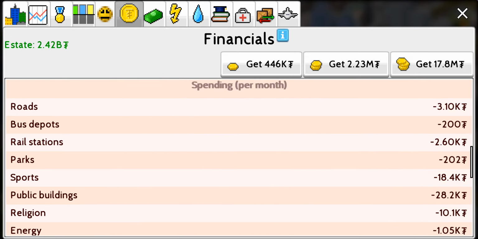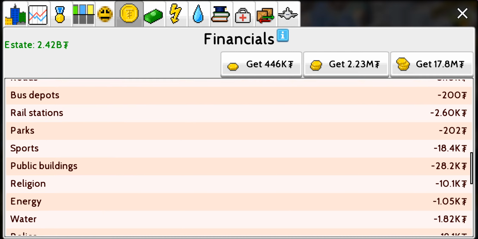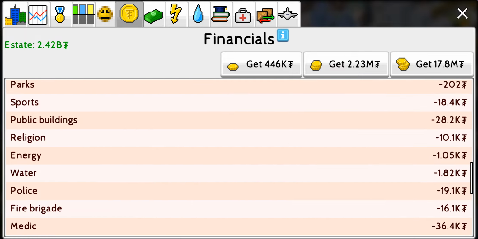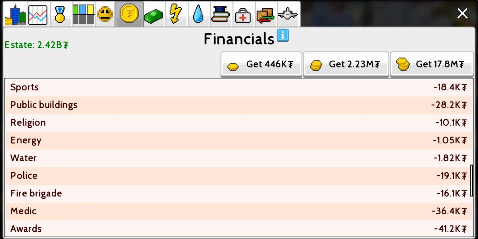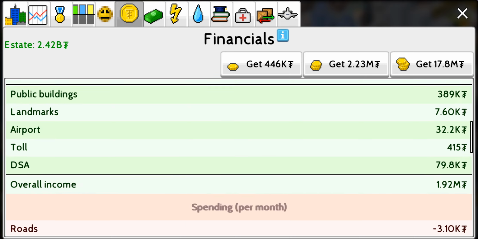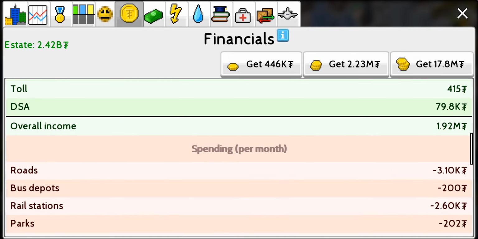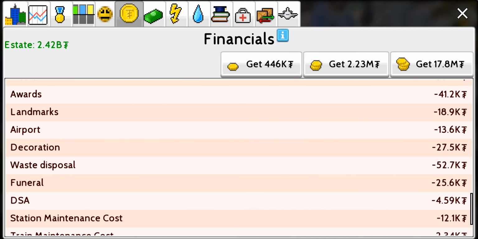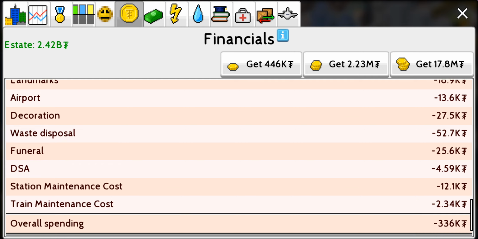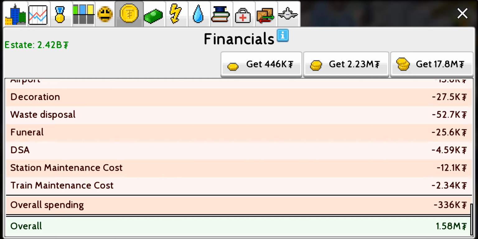So this is the spending per month. You see that the government spends on roads, which is 3k, which is not a lot, on railway stations, and this 18 is for sports, I think. Public buildings, they spend 28k when they bring in more than that, which is good for the government. In my city you will not see education, because I built education that is privately funded, so it's actually free.